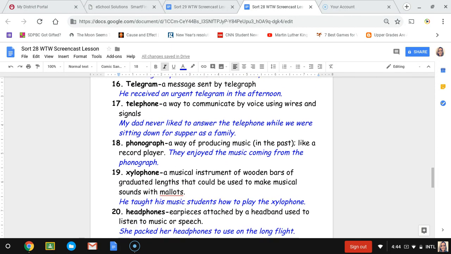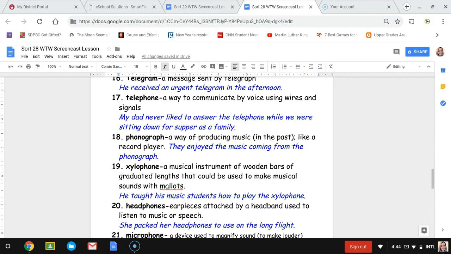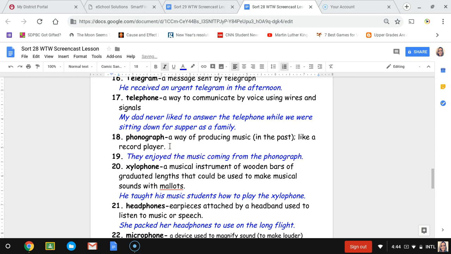Number 18, phonograph. Phonograph is a way of producing music in the past, like a record player. So the sentence that I have for that one is, they enjoyed the music coming from the phonograph. I'm going to go ahead and put that down here.